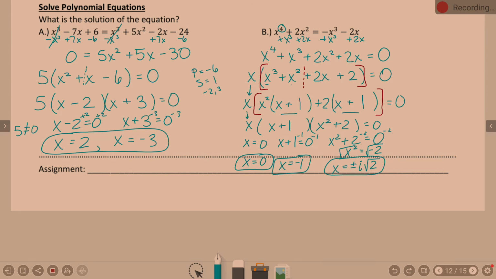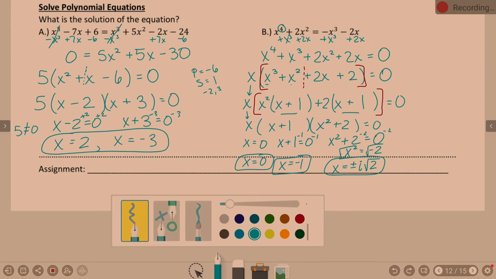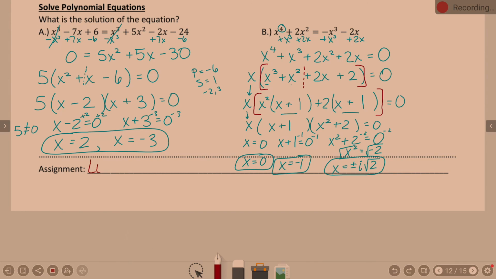Okay, guys. Your homework, if you haven't already started it, is lesson 3.5 in Savvas. I did change the due date, so it should be showing as due tomorrow.